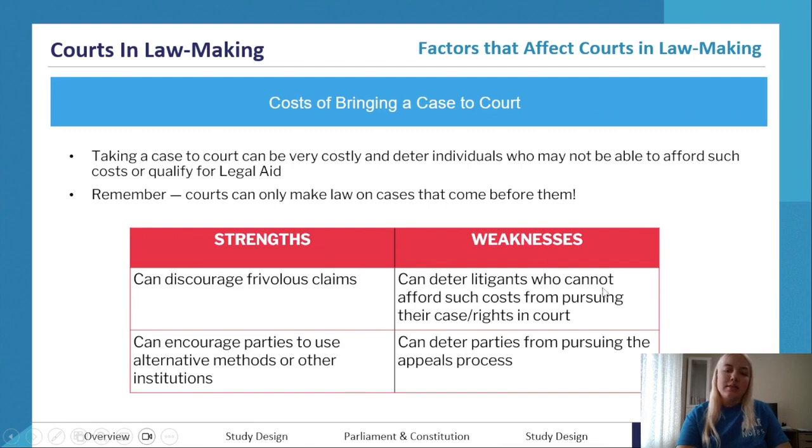Now, the weaknesses: litigants, so people who want to pursue their case or rights in court, may not be able to afford costs, even though they have standing and they're affected directly by a matter and their rights have been actually breached. They still might not be able to afford it. It can also deter parties from pursuing the appeals process because appeals are even more expensive, and we know that people do not have an automatic right to appeal. It might get rejected unless they have really, really sufficient grounds for an appeal. But you still have to pay for just trying to lodge that application.